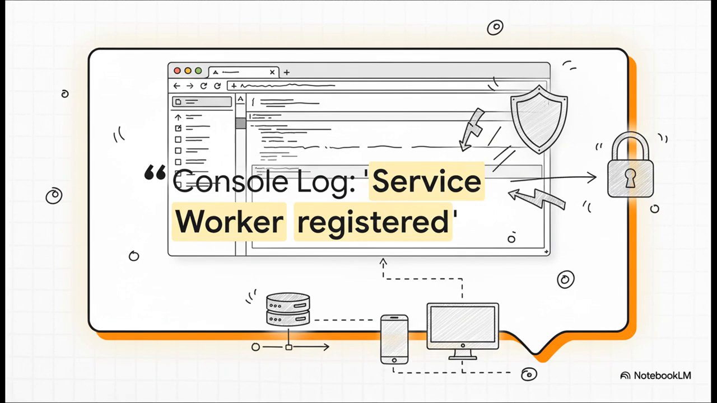Pop open the developer tools in your browser, take a look at the console, and you'll see this beautiful message, Service Worker Registered. That right there is the proof. Your Secure PWA Lab is officially open for business.